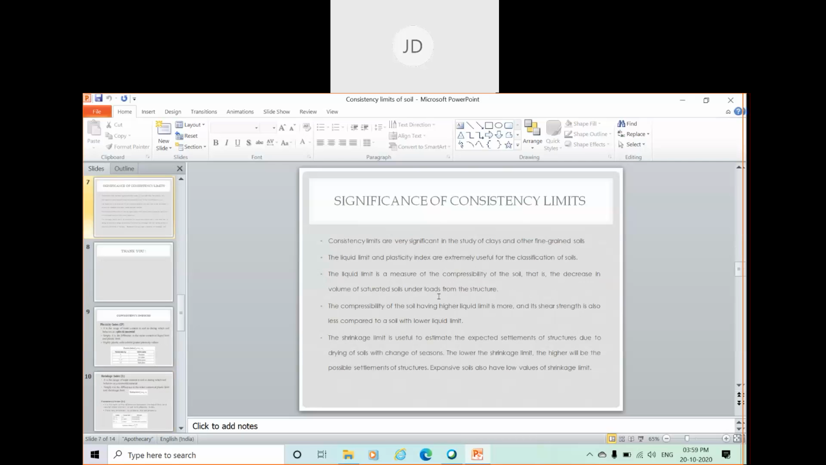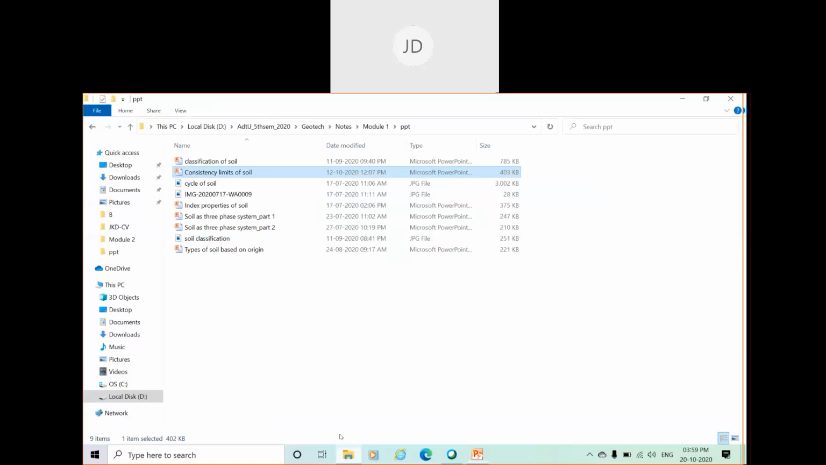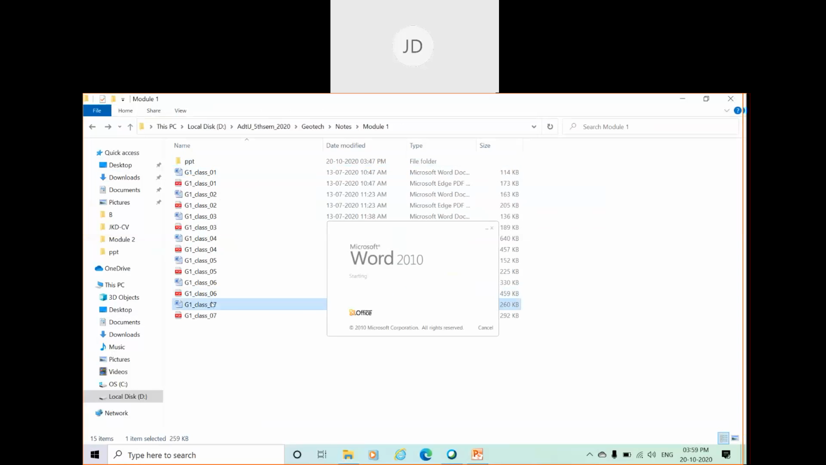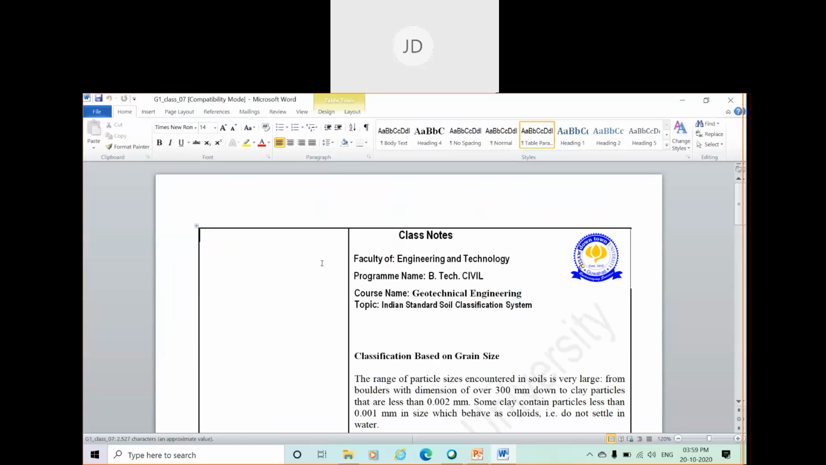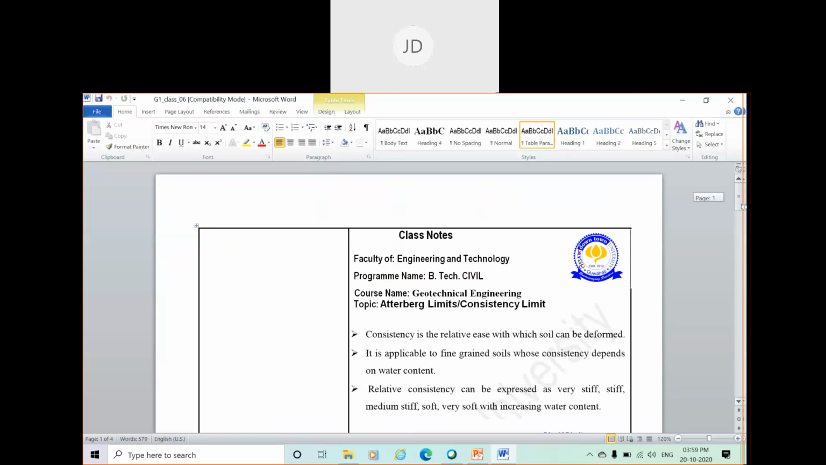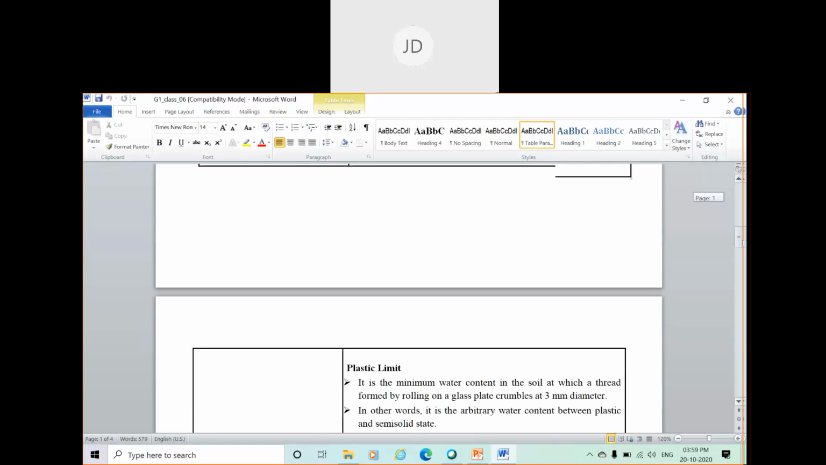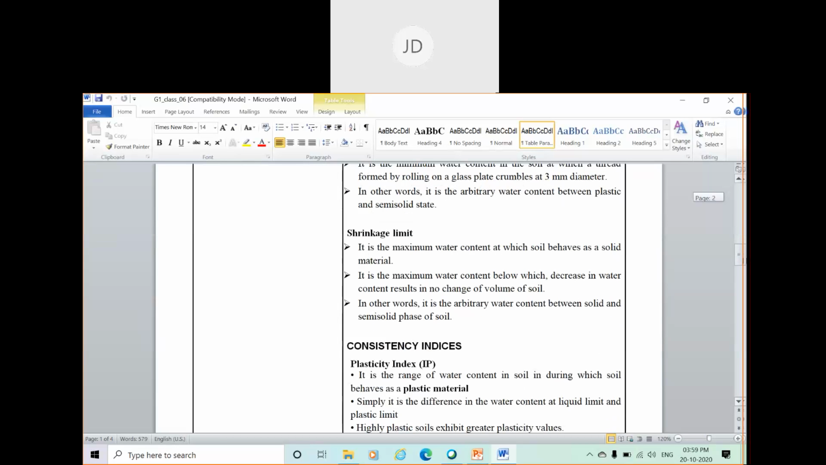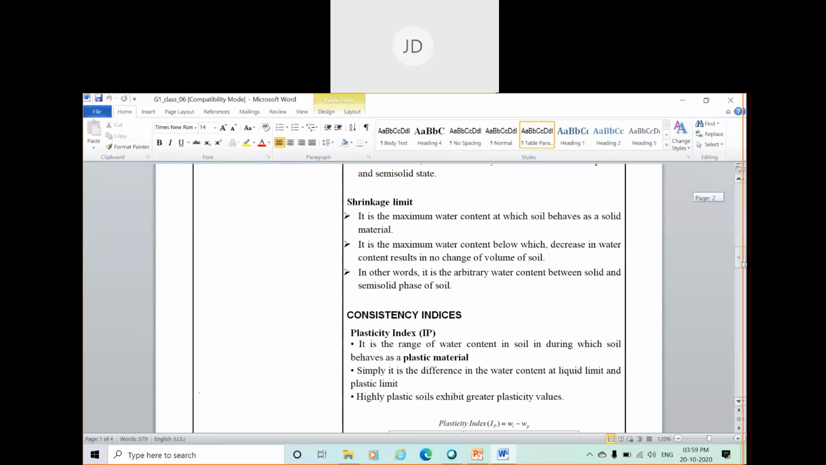There's some significance. Before the significance, I want to add something. Okay, so some important parameters are related to consistency limit, and you should know these terms. That's why I want to give you some small information.